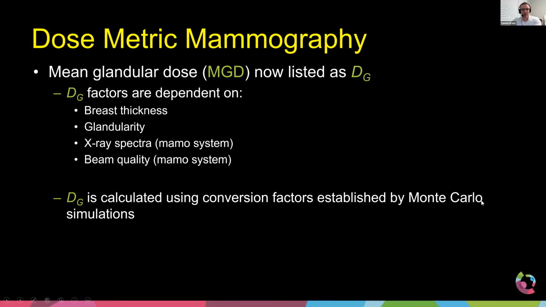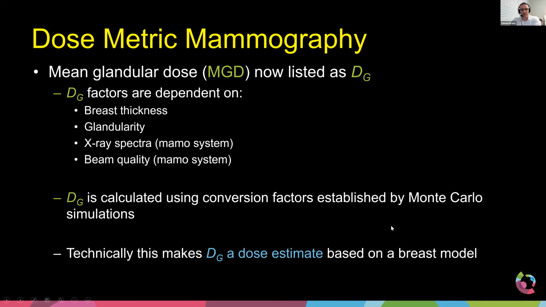If you know these four things, you can calculate the mean glandular dose. And you could do this by hand, but it's very difficult. So what ended up happening is that Dance, Wu, and Boone published a bunch of tables based on a bunch of Monte Carlo calculations. If you know what your X-ray spectrum is, so you know what your target and filter is, and you know your half value layer, and the breast thickness and assumed glandularity, you can look up a correction value and you can make the calculations.